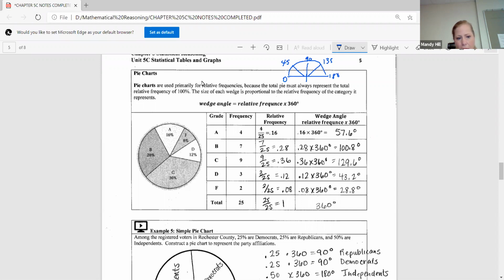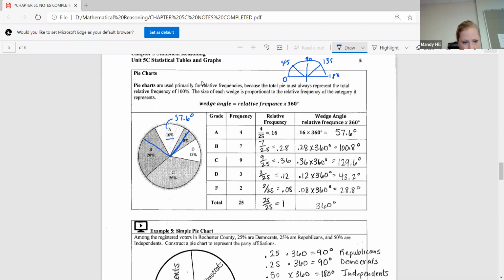So if you look, the A's were 57.6 degrees. Just to put this in perspective, 90 degrees should take up about 1/4 of this circle. So 90 degrees should be about this if I were to draw it. They're saying that this is 57.6 degrees, which is 16%, which does make sense. 57.6 is definitely less than 90, so it didn't take up all of the 90 degree slot, but it did take up a big portion of it.